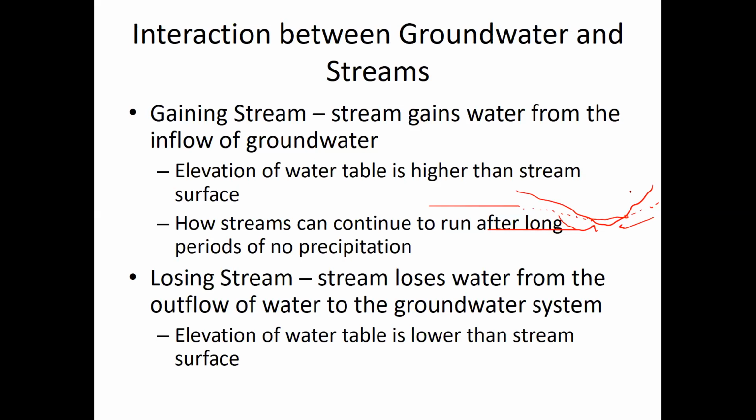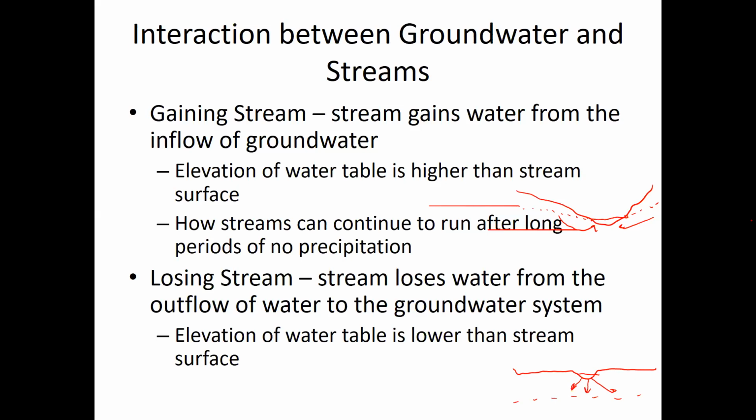And so often these stream channels are ones that are in valleys. A losing stream is a stream that loses water because the water table is lower in elevation. In that case, it's usually on a flat terrain. The water table is lower than the stream channel, so water in the stream channel will soak down to the ground and become part of the groundwater. These losing streams become dry in prolonged periods of no precipitation, and they only have water flowing through them after a precipitation event.